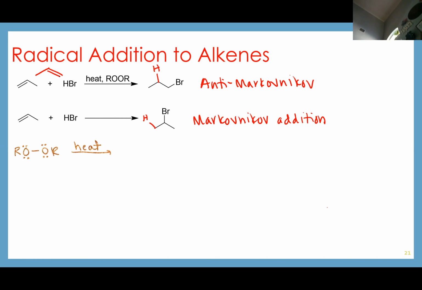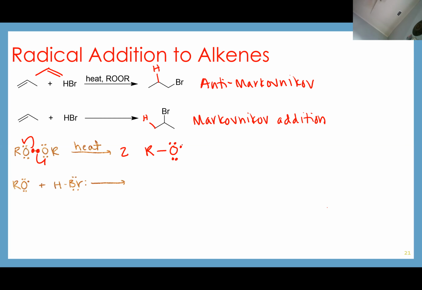Okay, so we add in heat and we break apart our peroxide. Sorry, I hate the way I drew that arrow. So we break apart our peroxide into two equivalents of the alkoxyl radical. This is our initiation step. In the next step, the alkoxyl radical reacts with the halogen acid to abstract the hydrogen and release a halogen radical.